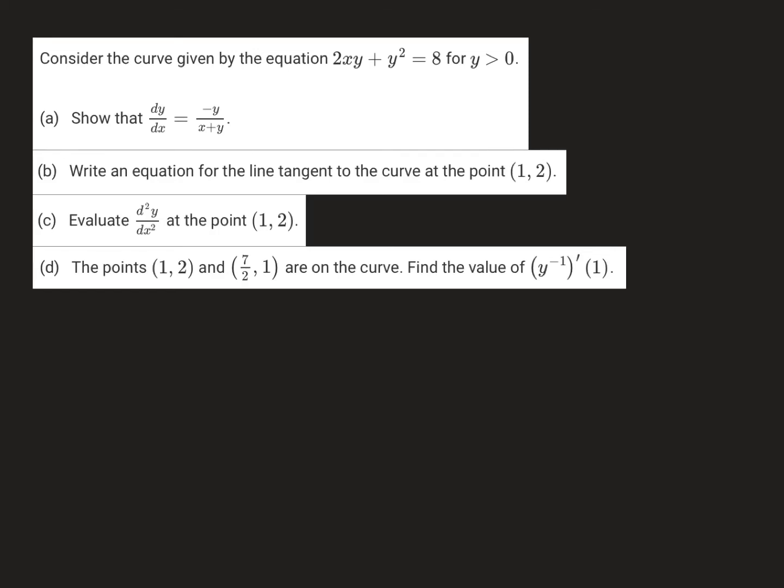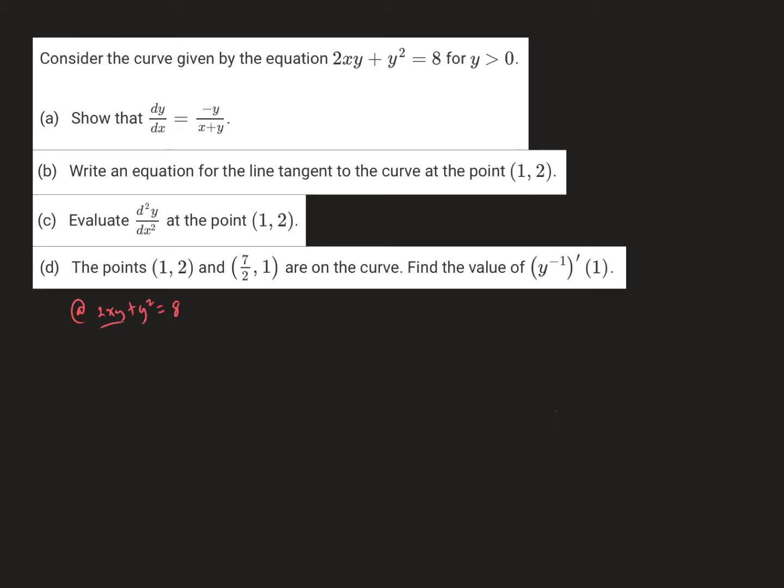All right, so let's talk about the Unit 3B FRQs, of which there are two. The first one, you're given a function, and you're asked to find the derivative. Show that the derivative is negative y over x plus y. So let's do that. 2xy plus y squared equals 8.